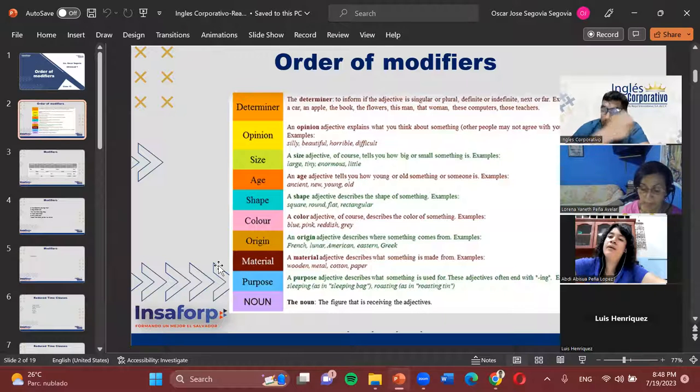Normally, when we use cotton, it's going to be for things like clothing. And paper, of course, very easy to know, right? When something is made out of paper. So, yeah.